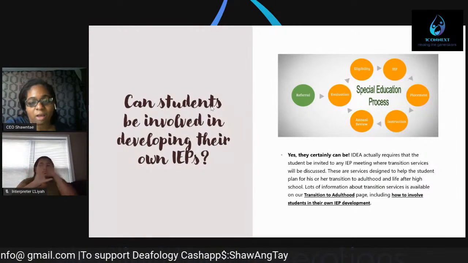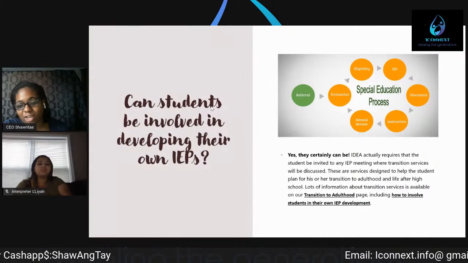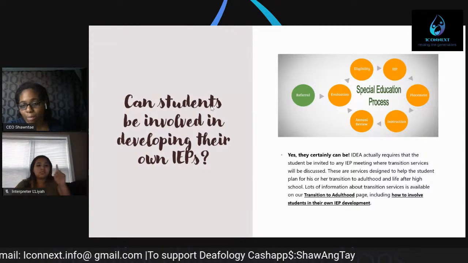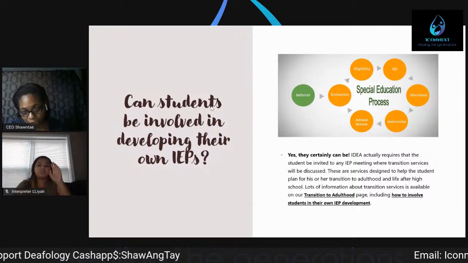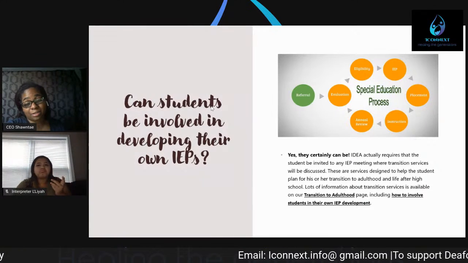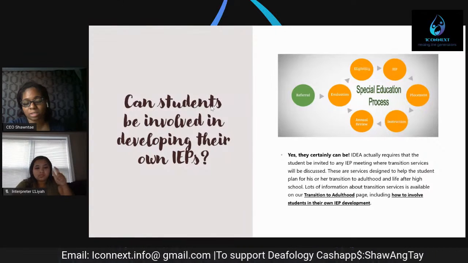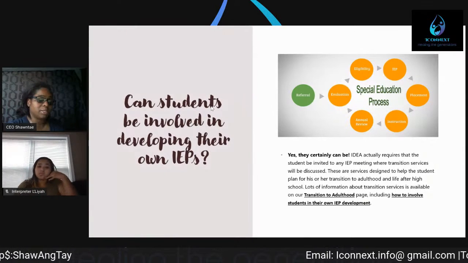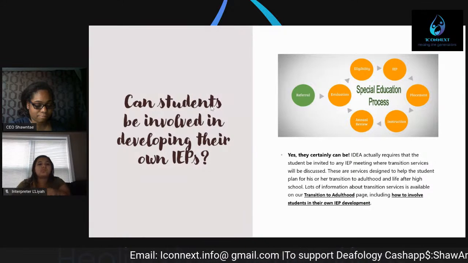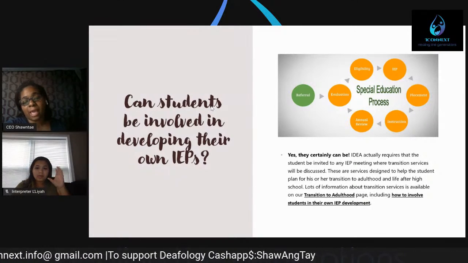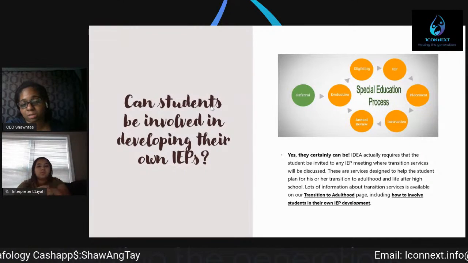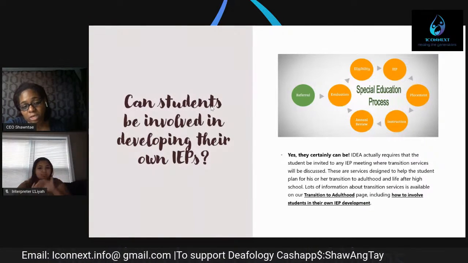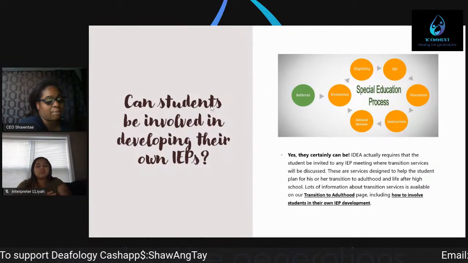Can students be involved in developing their own IEP? Yes, they can. In my daughter's case, she was asked to create a PowerPoint and a slide to help develop her IEP. It is not typical. For the younger kids, normally they're not involved in that process because they don't understand what an IEP is. Older kids, depending on mental capacity, hello Lynn, they can be involved in the IEP. It just depends on the school as well. Some schools may not want a child to be involved in the IEP. So that is something to think about.